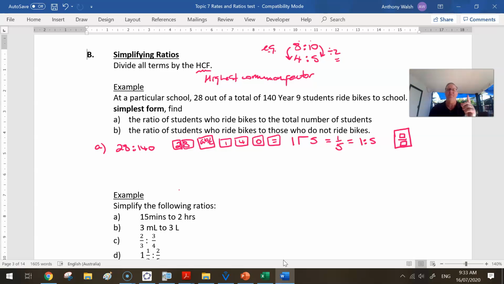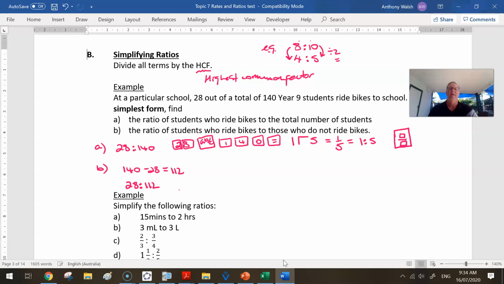You press that button, put 28 at the top, 140 at the bottom, press equals, and it'll change it into a fraction, which you should write as a ratio. What about part B? Now B says the ratio of students who ride bikes to those who do not ride bikes. Well, if there's 140 in total and 28 of them ride bikes, 140 minus 28 is 112. So there's 112 students who don't ride bikes. So the ratio of those who ride bikes, 28, to those who don't ride bikes is 112.